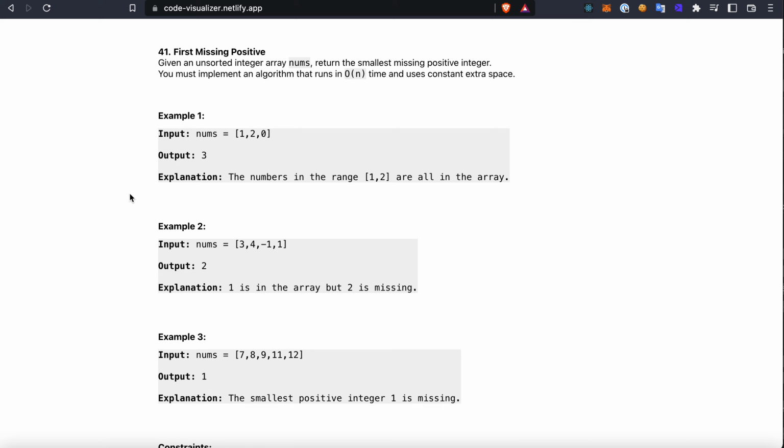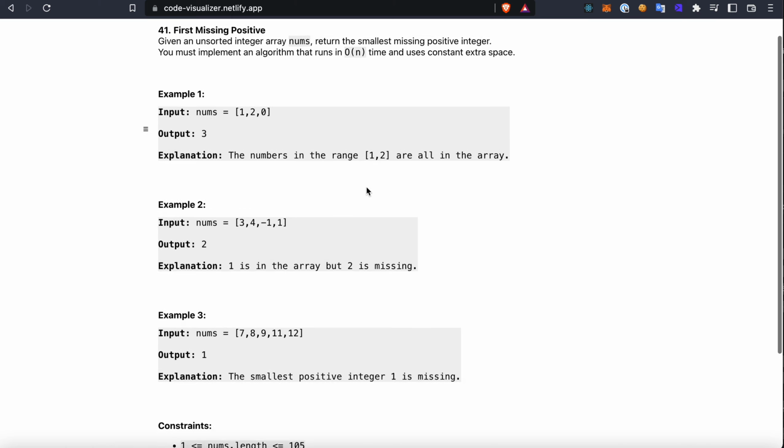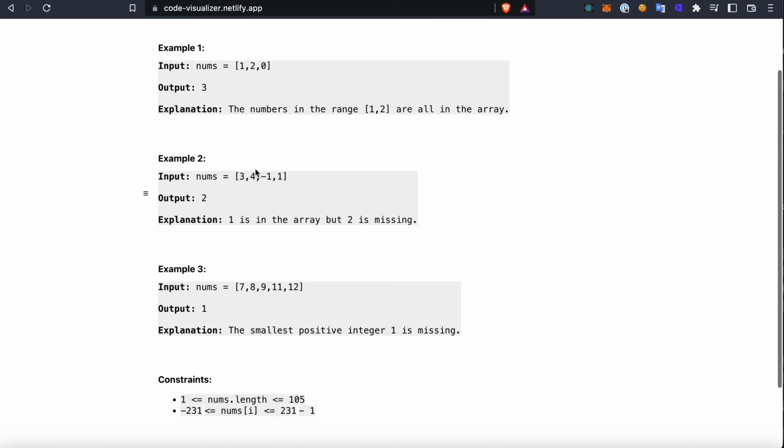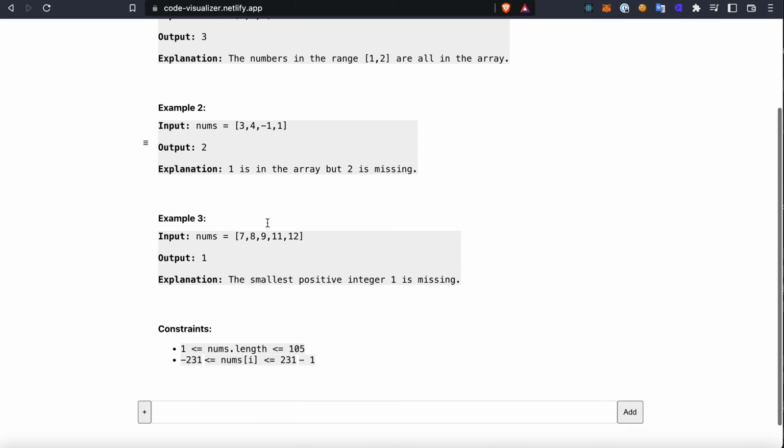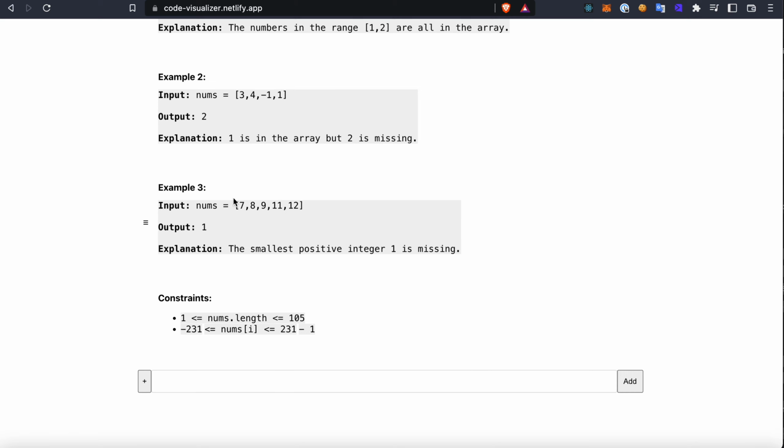You must implement an algorithm that runs in O(n) time and uses constant extra space. So here we have an example, 1, 2, 0. The output is 3 because 1 and 2 are there, and so the next number would be 3. Looking at the next example, we have 3, 4, negative 1, 1. The output is 2 because we have 1, and we have 3 and 4, but we don't have 2. And example 3, we see all these numbers, 7, 8, 9, 11, 12. The first positive integer is 1, and it's missing, so we return 1.